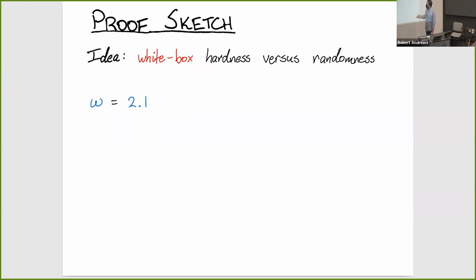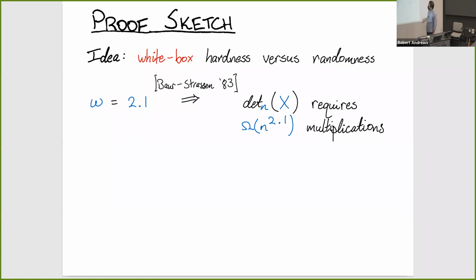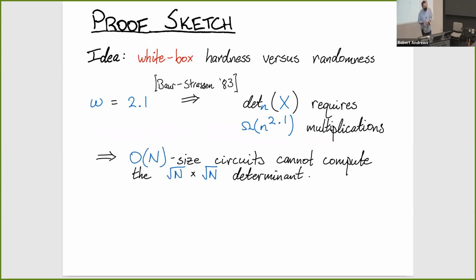So if omega is 2.1, well, there's this result of Baur and Strassen that says the determinant lower bound, right? That the n by n determinant takes n to the 2.1 circuit size to compute. Now, why is it interesting to look at the determinant? Well, let's rephrase this first. This says that linear size circuits can't compute the determinant. So what does that say linear size circuits can't do? They can't test if a matrix is singular or non-singular, right? That's what the determinant tells you. It tells you if a matrix is invertible.